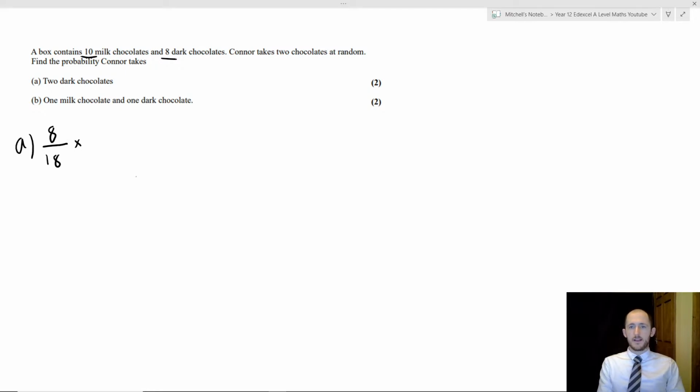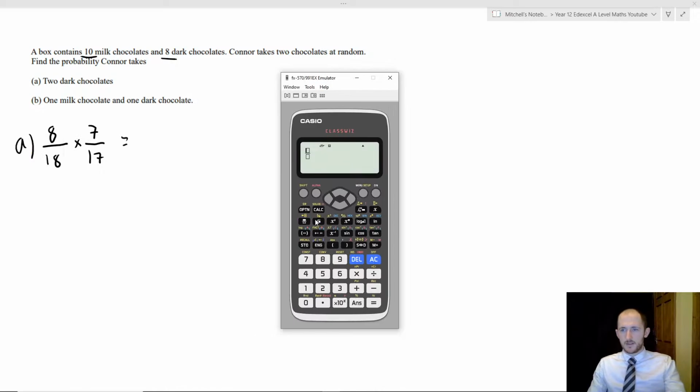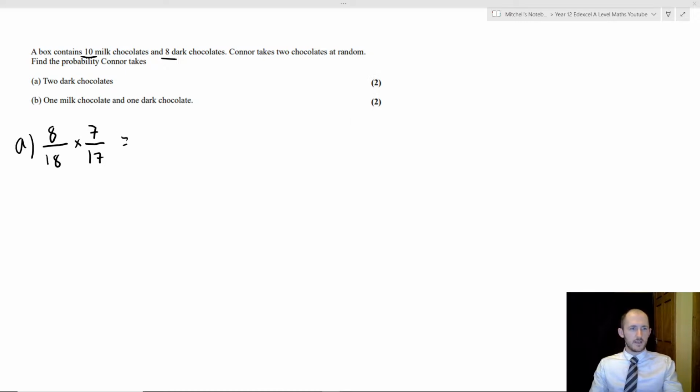And multiply it by, well, 1 dark chocolate's been taken, so now there's going to be 7 dark chocolates left, which means the total number is also gone down by 1. And let's work this out. So we have 8 over 18 multiplied by 7 over 17 gives you 28 over 153. So that's fine, but the second one is slightly more tricky.